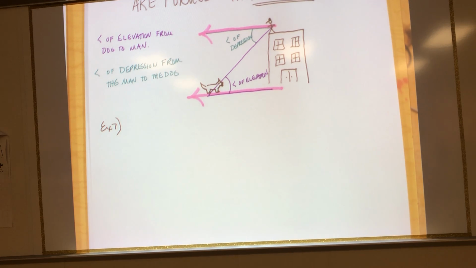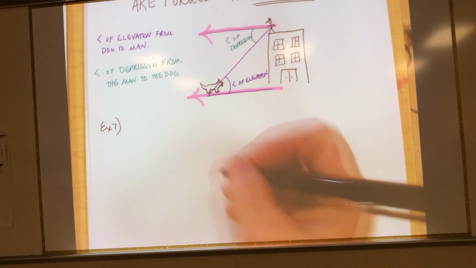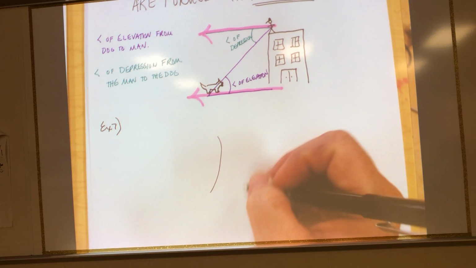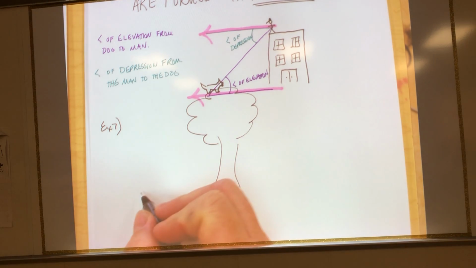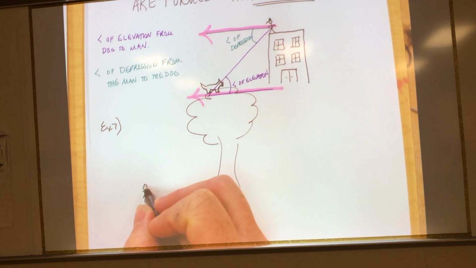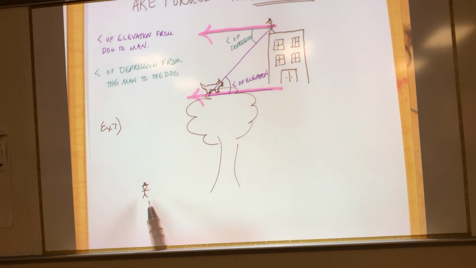So a surveyor is standing 50 feet from the base of a large tree. All right, so we've got a big tree. Okay, and then we got a little surveyor over here. Got his little surveyor hat on. Okay, and how far is he? 50 feet.